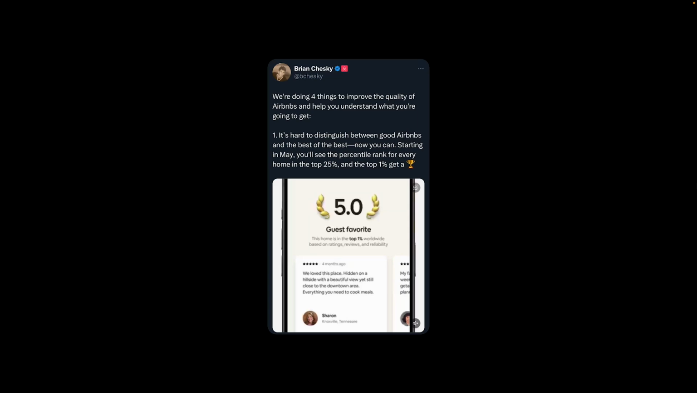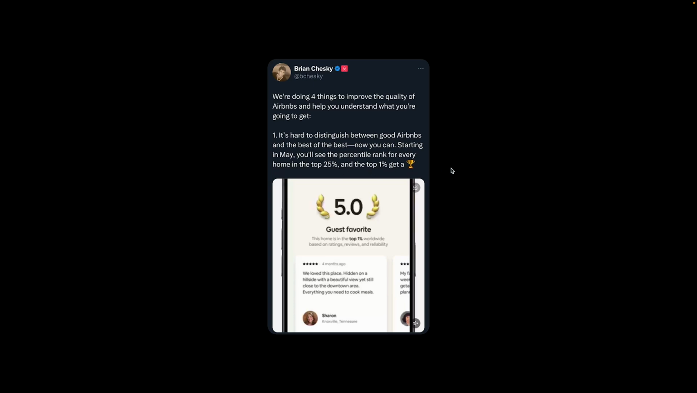I'm going to take an example where Brian Chesky, the founder of Airbnb, always posts updates to the Airbnb app on a regular basis. I think he does it every quarter, right? And this is just one of the screenshots. Here, he's saying we're doing 4 things to improve the quality of Airbnbs and help you understand what you're going to get. It's hard to distinguish between good Airbnbs and the best of the best. Now you can. Starting in May, you'll see the percentile rank for every home in the top 25%, and the top 1% get a trophy.